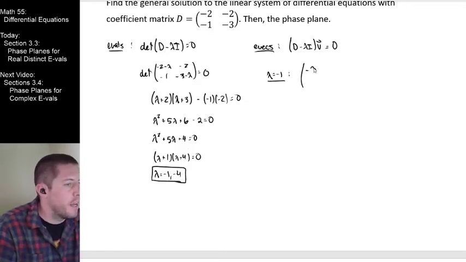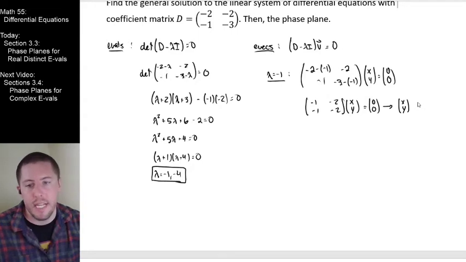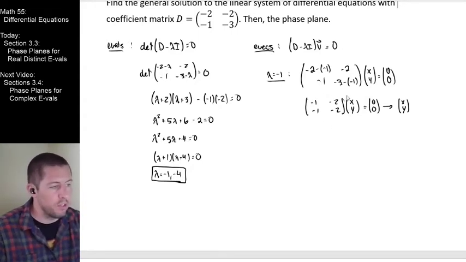So I'm going to get negative 2 minus negative 1, negative 2, negative 1, negative 3 minus negative 1 times x y equals 0, 0. And this is going to give me negative 1, negative 2, negative 1, negative 2. I know that I'm on the right track because I got my redundant system of equations right here. And now I just have to ask myself, what is the x y pair that would be a representative solution of the line of solutions that we're getting?